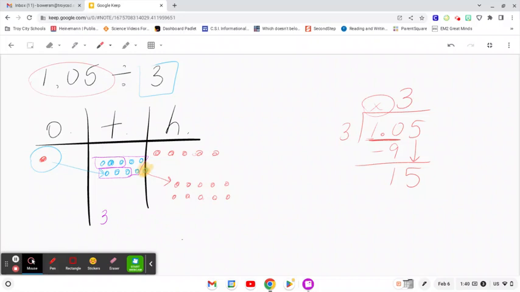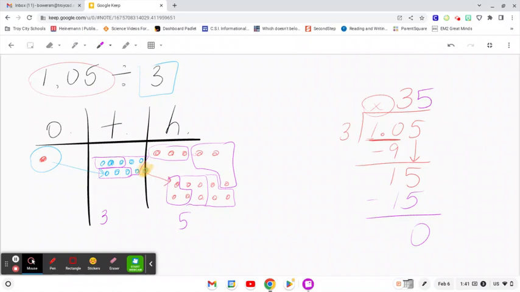Next step is to identify how many groups of 3 can I make in the hundredths place. So let's count. 1, 2, 3, 1, 2, 3, 1, 2, 3, and 1, 2, 3. I made 5 groups of 3 in the hundredths place. 5 times 3 is 15, and I'm left with 0 leftovers.